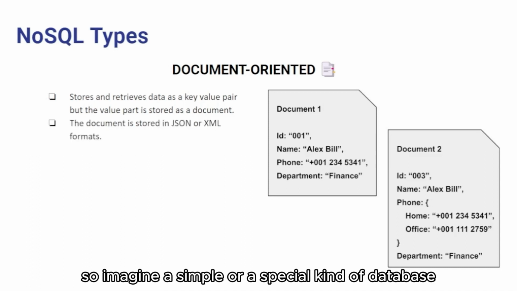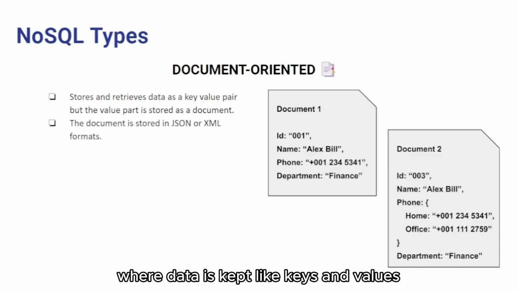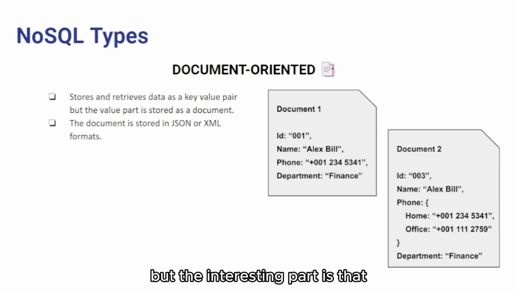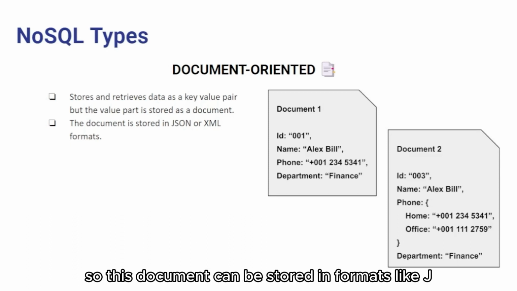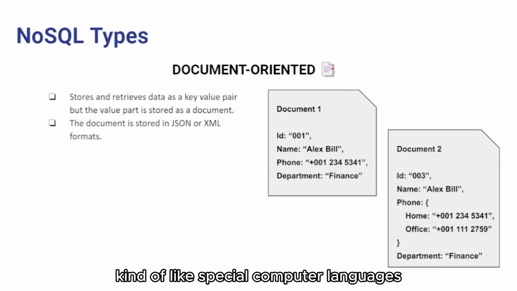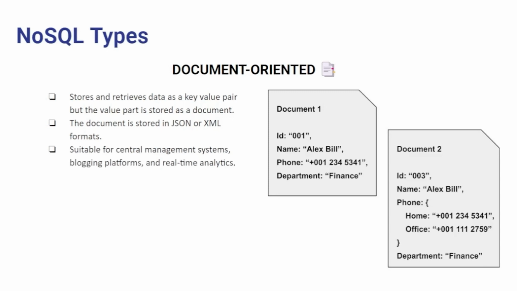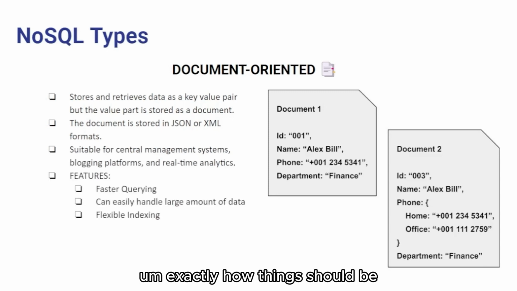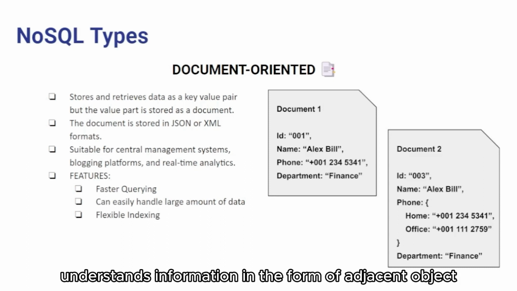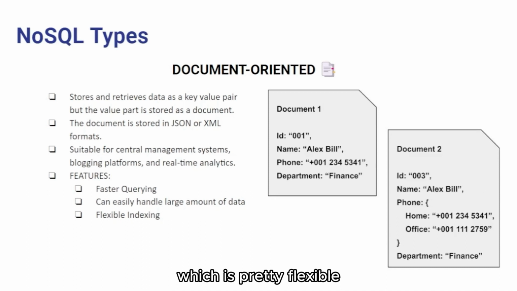So imagine a special kind of database where data is kept like keys and values. But the interesting part is the value. Instead of just a simple word or a number, it's like having a mini document. This document can be stored in formats like JSON or XML, kind of like special computer languages. Okay, so in this type of database, you don't need to tell exactly how things should be. It's like having a data store that understands information in the form of a JSON object, which is pretty flexible.